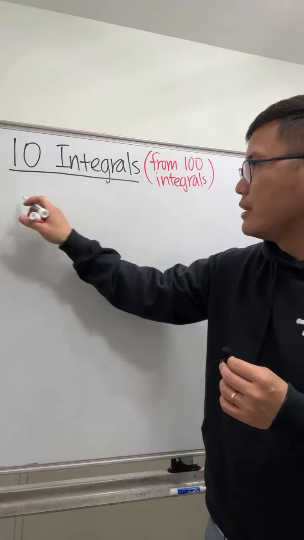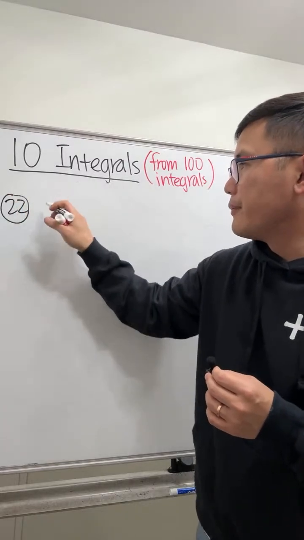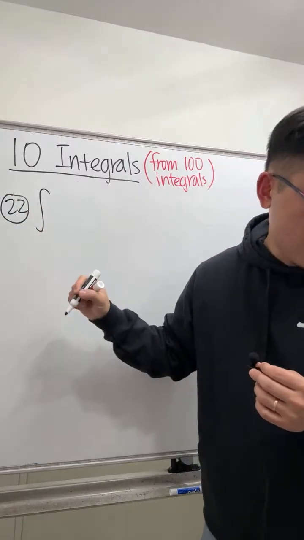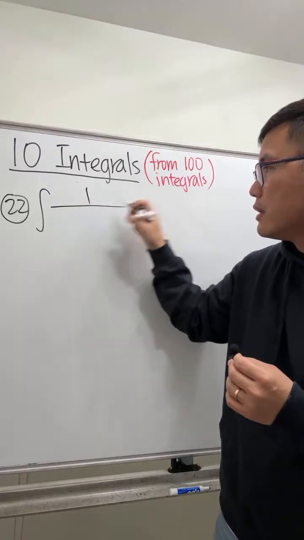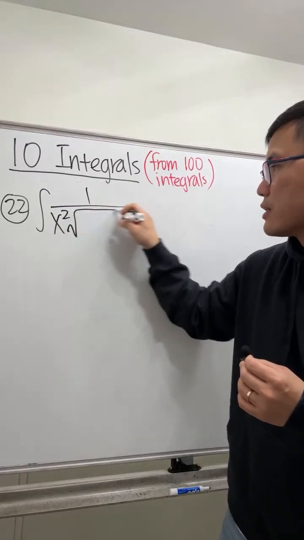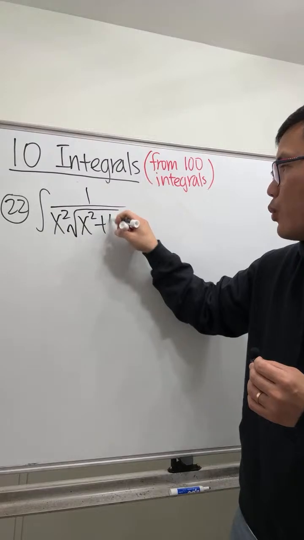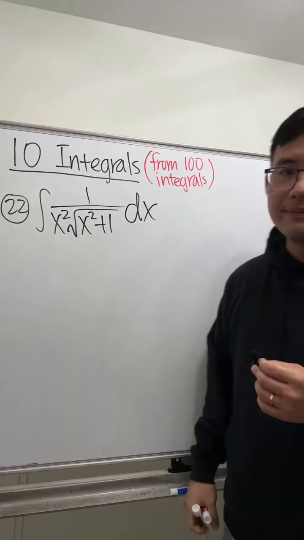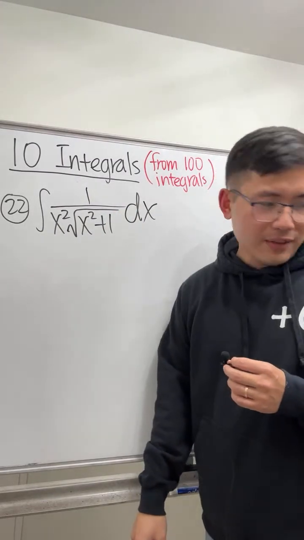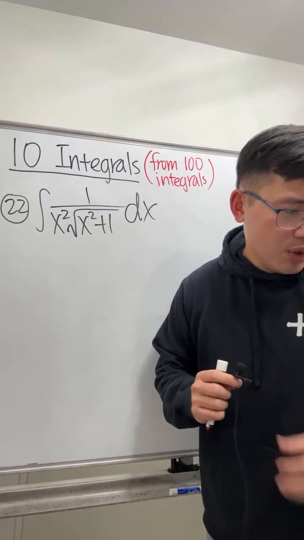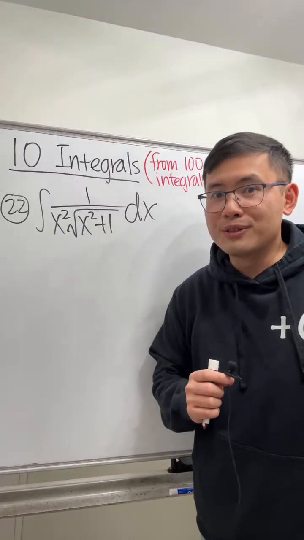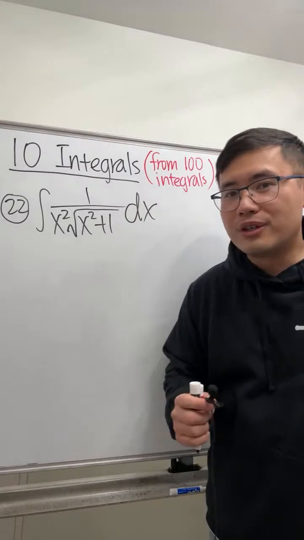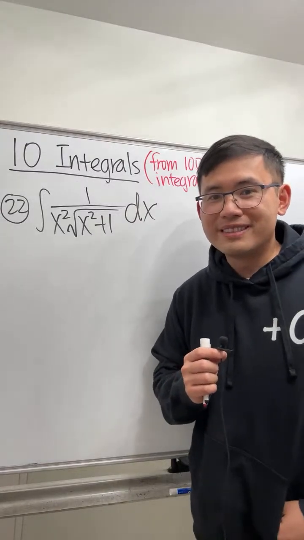Now, number 22. So the integral of 1 over x squared times the square root of x squared plus 1 dx. So a lot of these questions are meant to be reviewing for your Calc 2 finals. And I just got them from my 100 integral video.